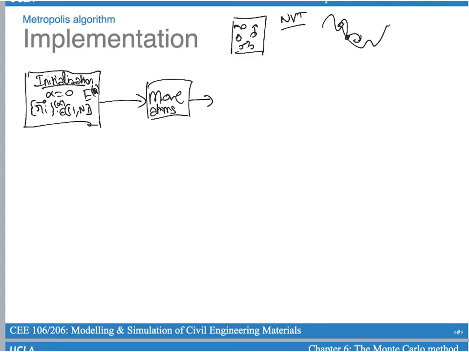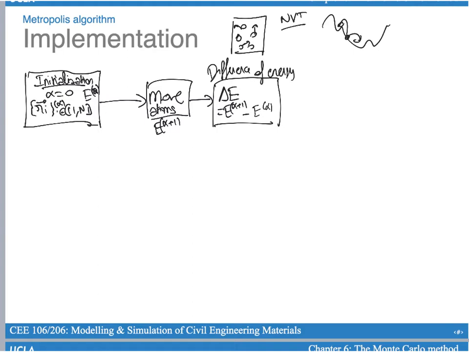So based on this, after you have moved the atoms, you can now calculate the new energy after the new position of the atoms at the new step alpha plus one, the new configuration. You have a new energy because the atoms have moved. So now you can calculate the difference of energy, which is the new energy at the step alpha plus 1 minus the old energy, which is going to tell you whether you are going to accept or refuse this move.